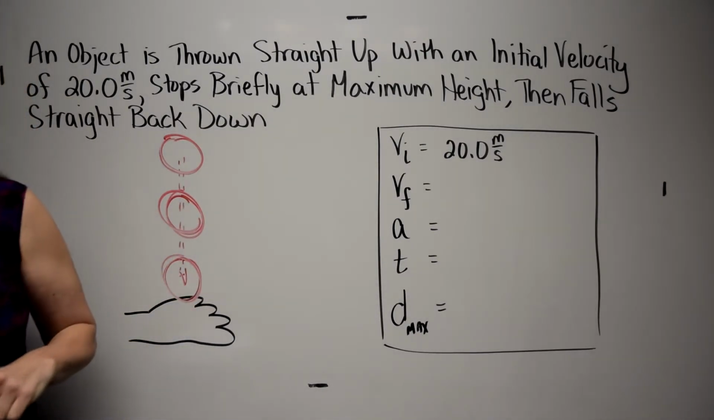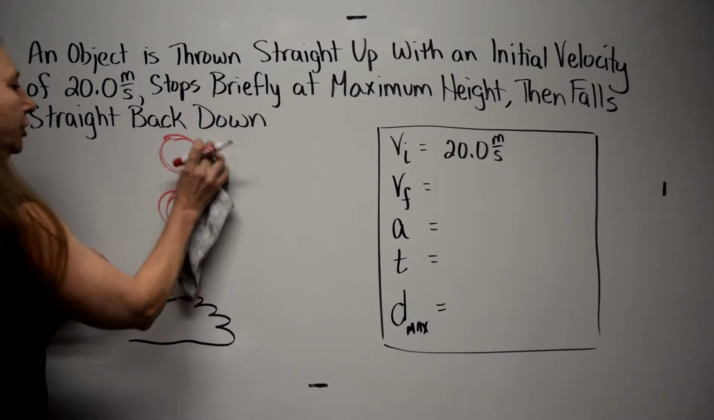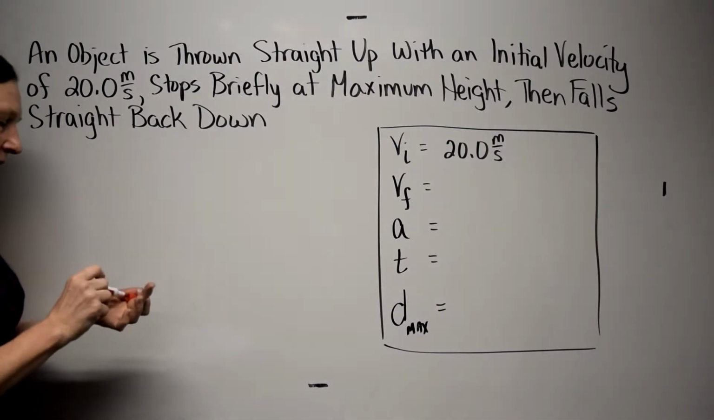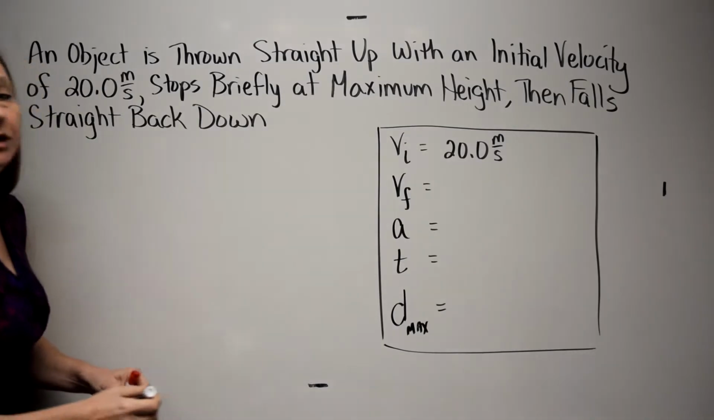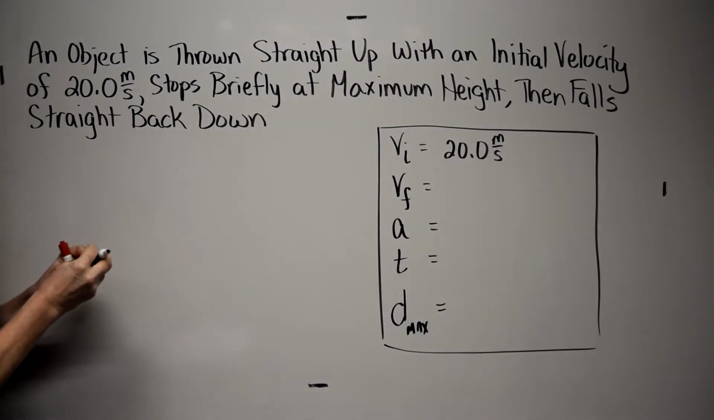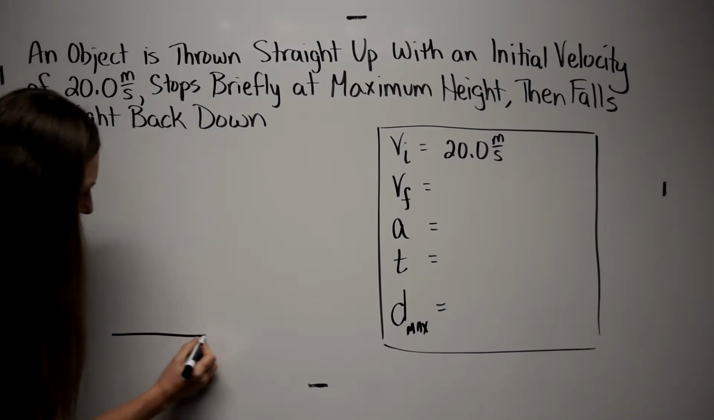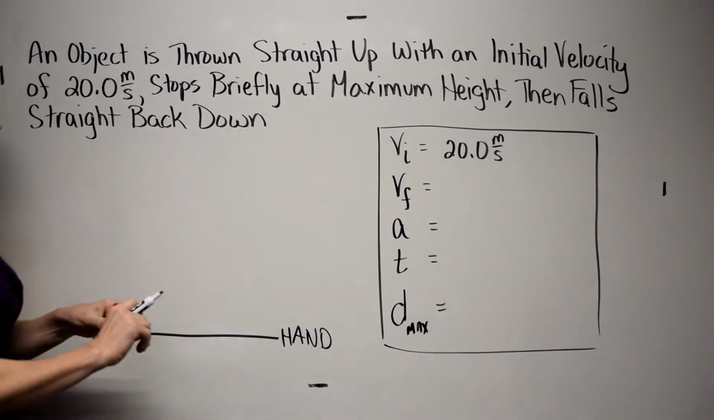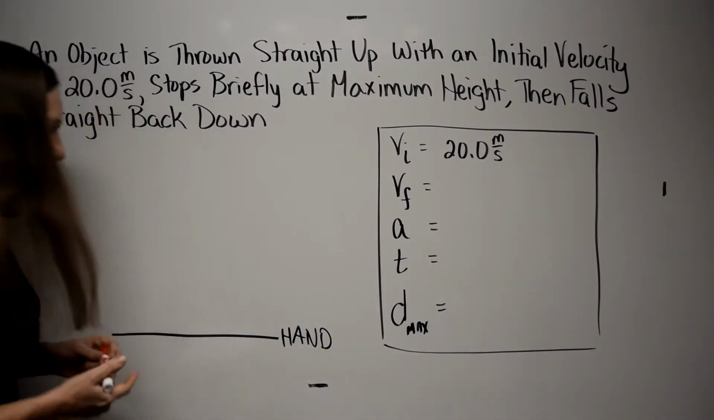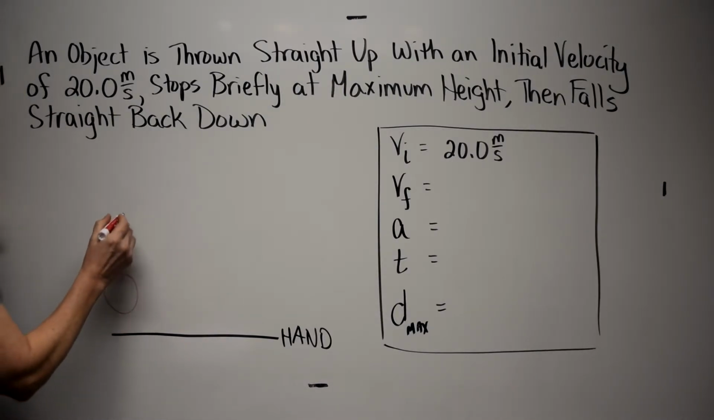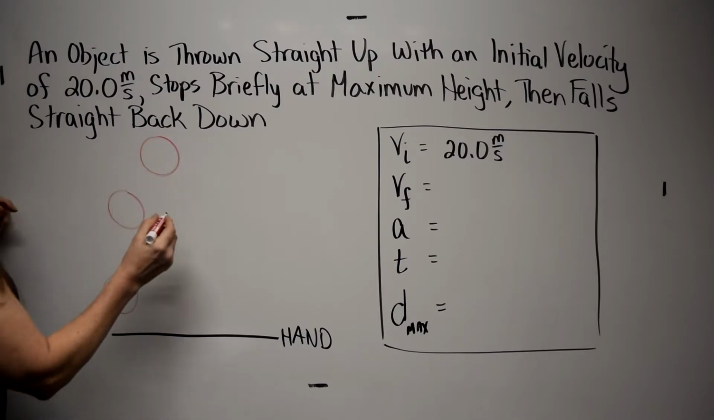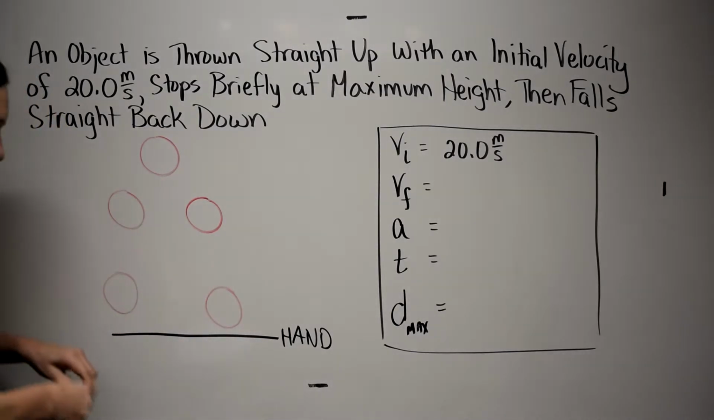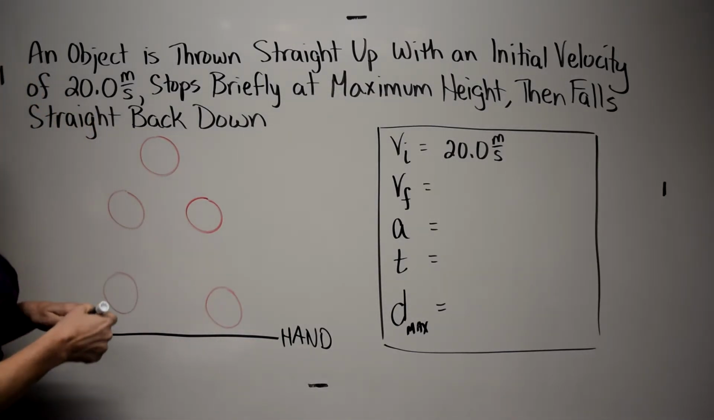Now, what I'm going to do in the worksheet is just offset the trajectory a little bit. Instead of going straight up and straight down, I'm going to draw it kind of like this, so it's easier to label things. Here, this will be my hand down here. And so the ball goes up, up, up, and then comes back down, down, down.